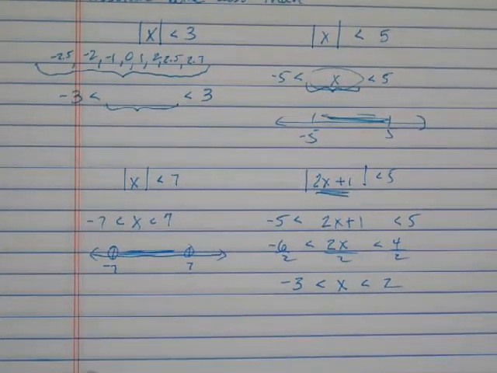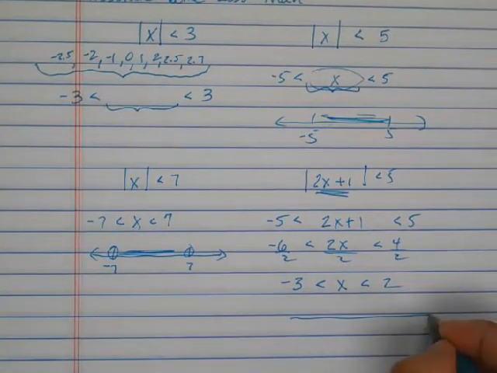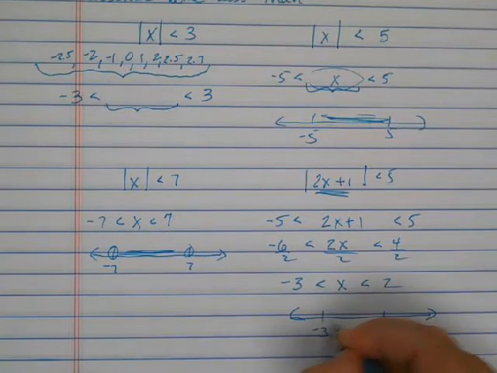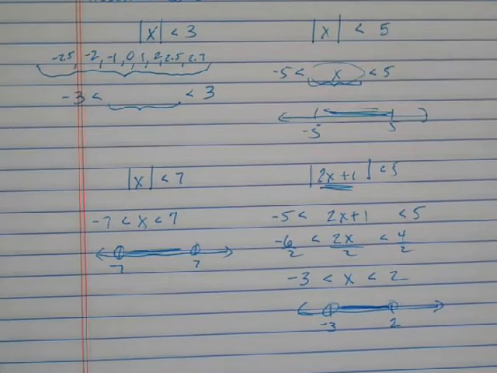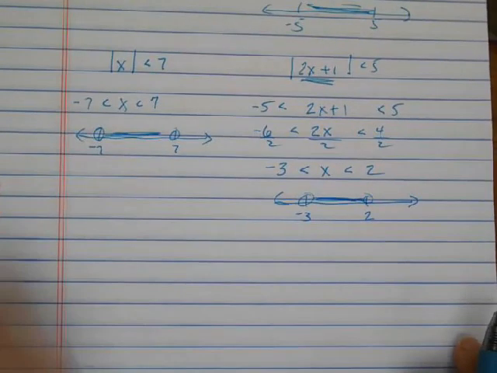So all the numbers that would work for x in my inequality are going to go from 2 to -3, and they're going to be the numbers in between. And it's open circles again because I don't have a line drawn underneath. Let's do one more here for less than.